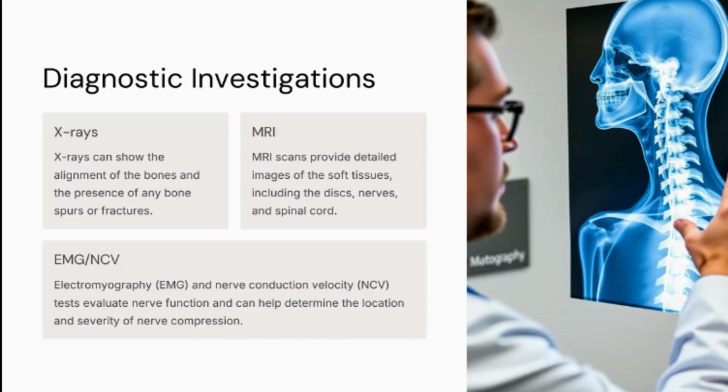Imaging: X-ray to check for degenerative changes. Is there any degenerative change in the cervical spine? Then if required, MRI for detailed visualization of the nerve impingement, and CT myelography if MRI is contraindicated. Then we also have electrodiagnostic studies, which are EMG studies or NCS, nerve conduction studies or electromyography, to evaluate nerve conduction.